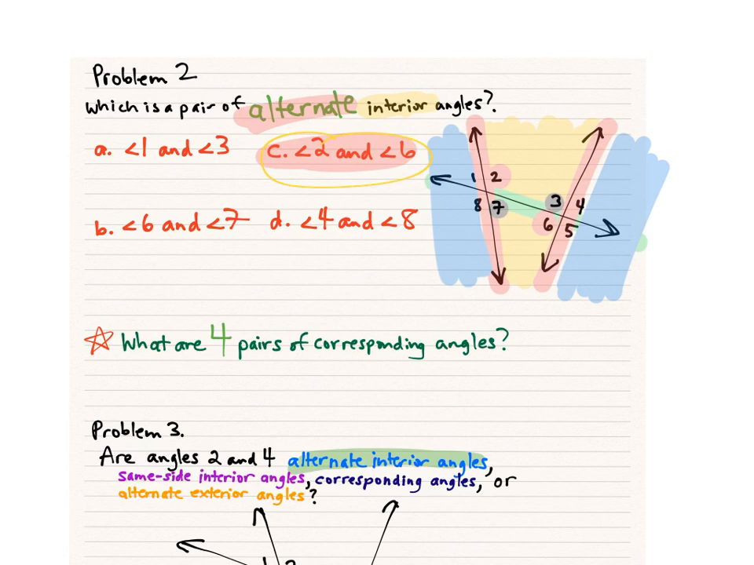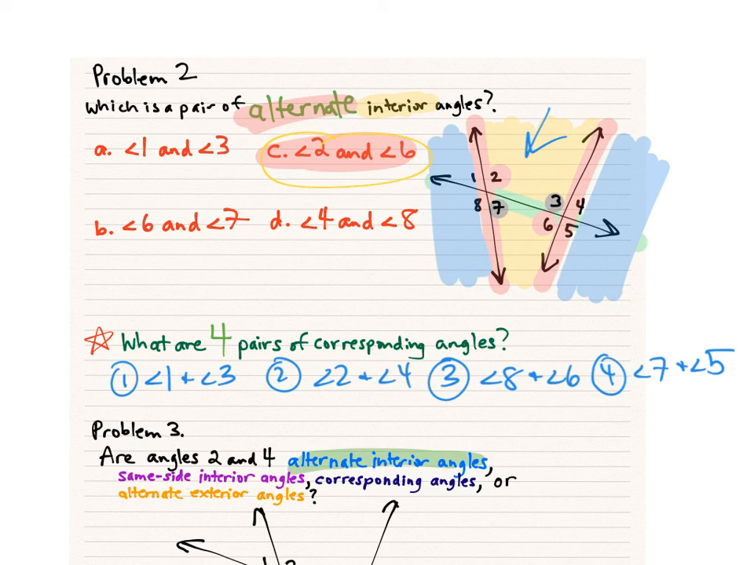And then this next question is asking you on your own to answer the following question. What are 4 pairs of corresponding angles? So if you could press pause and see if you can name the 4 pairs of corresponding angles in this picture here, and then check back for the solution. Okay, hopefully you got that. You can see top left 1 and 3, top right 2 and 4, bottom left 8 and 6, bottom right 7 and 5. Those are your 4 pairs of corresponding angles.